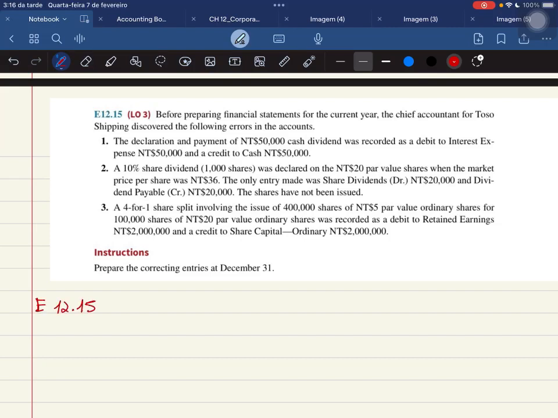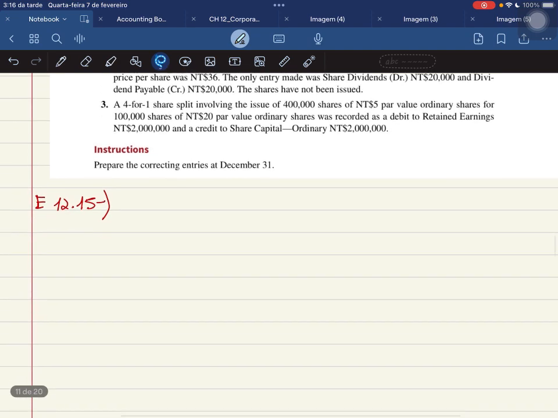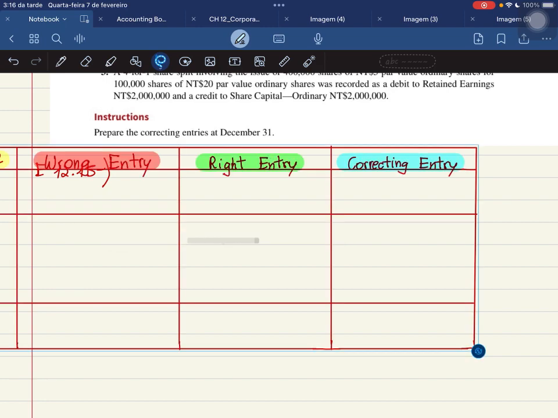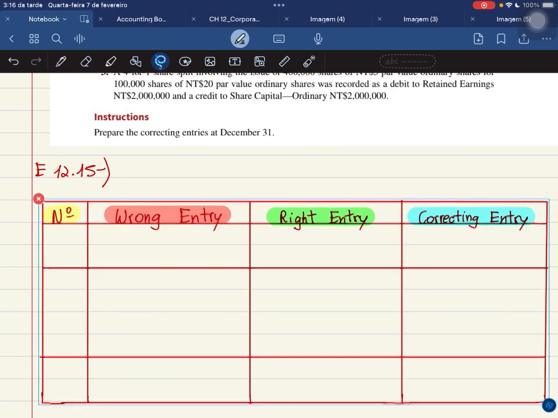E12.15. Before preparing the financial statements for the current year, the chief accountant for Toso Shipping discovered the following errors in the accounts. Instructions: prepare the correcting entries at December 31st. Go ahead and make a table for this one. It will help you visualize it.